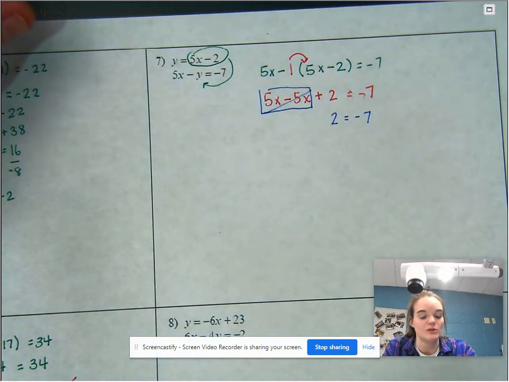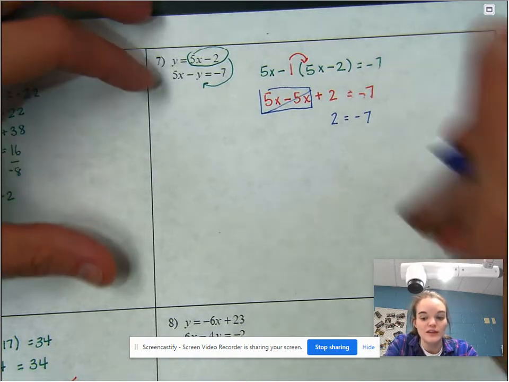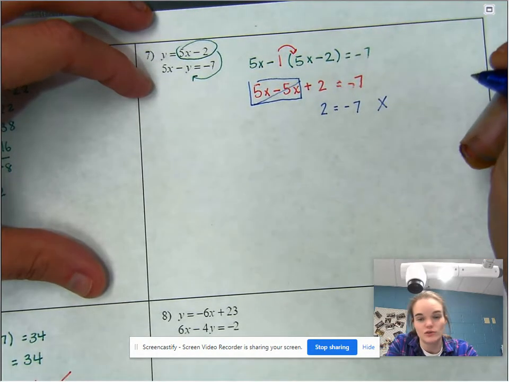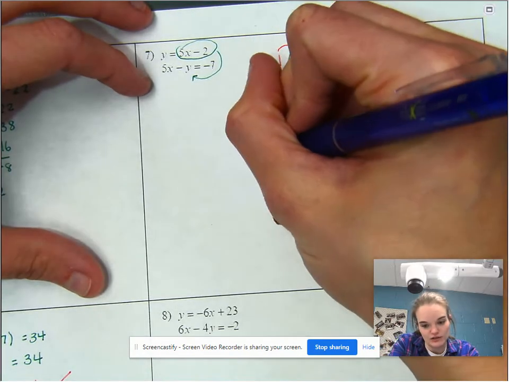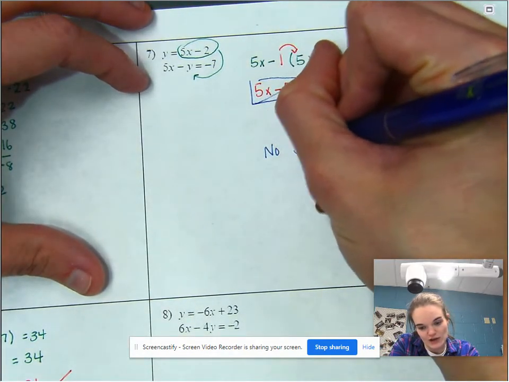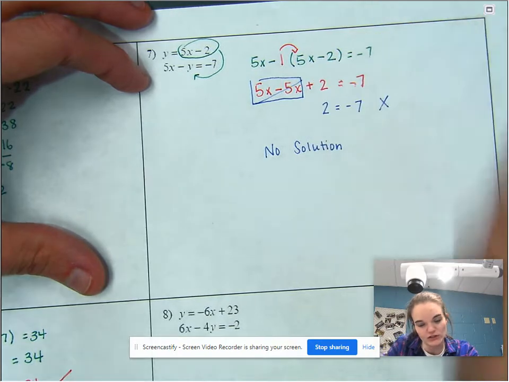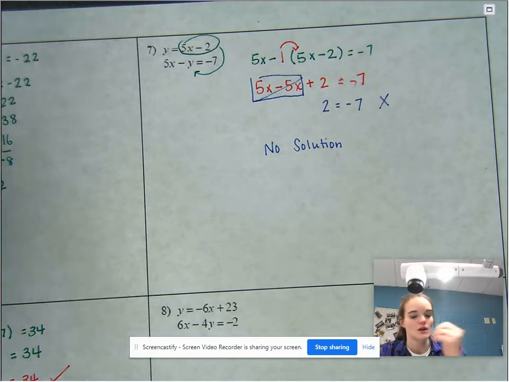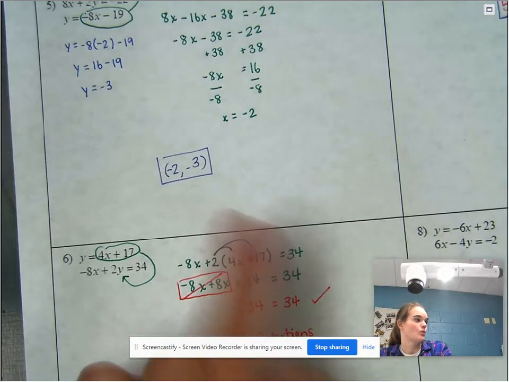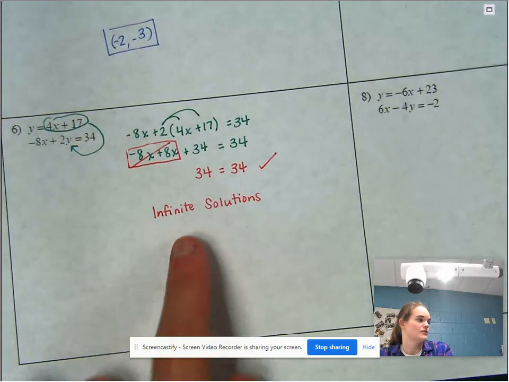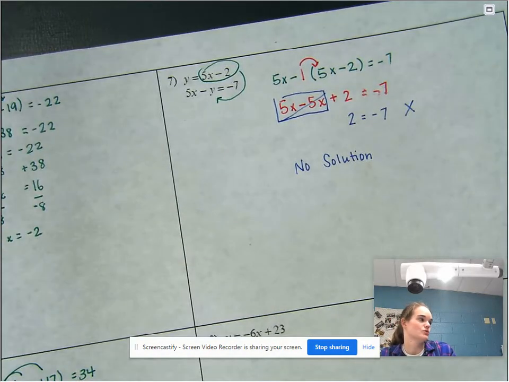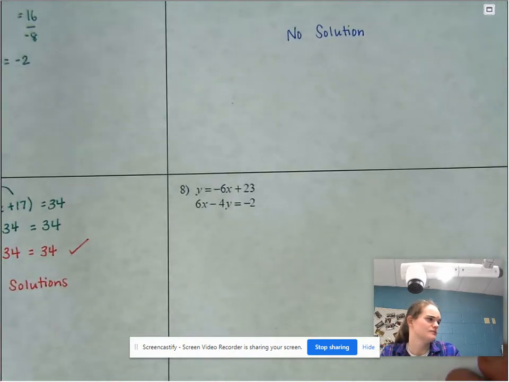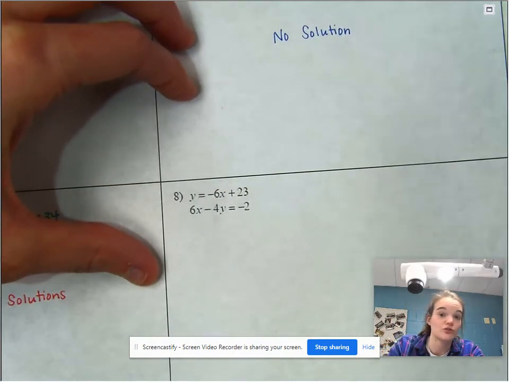We're looking at that statement to decide, is it infinite solutions or no solution? This is not true. 2 does not equal negative 7. This is no solution. That means if I graphed it, they would be parallel lines. If I had these equations written, it would have the same slope, but I don't have it in y equals for both of them. So you can have one solution, infinite solutions, or no solutions. Look at number 8. Pause the video and try 8 on your own.